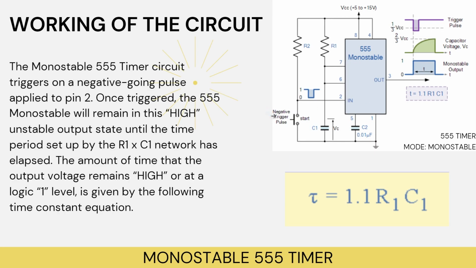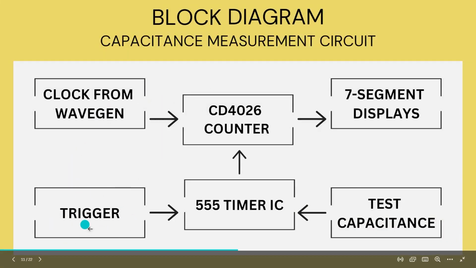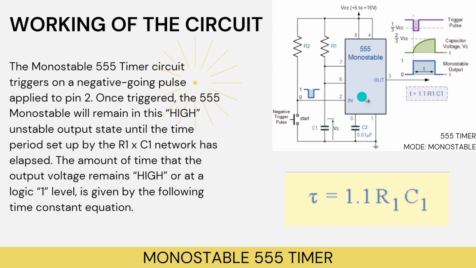So let me first explain how the 555 timer works. Here we are running it in the monostable mode, so it triggers whenever we give it a negative-going pulse. Here we can see the trigger that we are giving; this trigger is a negative pulse. Whenever we give this negative pulse, the monostable starts giving an output, a pulse that will remain high until the R1 C1 network charges up to 0.63 of the supply, and once it is charged to that level, it will start giving a low value. So the amount of time for which this 555 timer will give a high pulse is 1.1 into R1 into C1, that is the time constant.